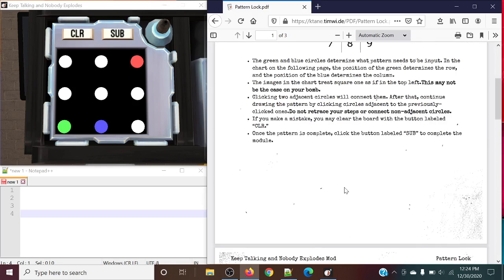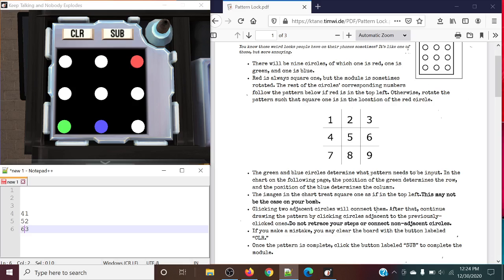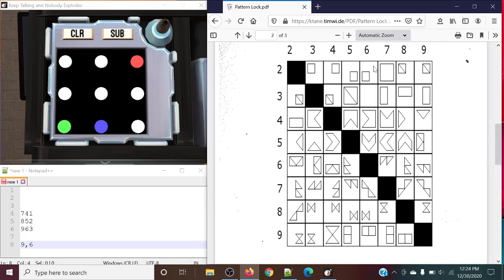So we're going to be rotating this one clockwise. So we have 1, 2, 3, 4, 5, 6, and then 7, 8, and then 9. And this is the way that we're going to be looking at things. So green is in the bottom left, which is 9. 9 is our row, and 6 is going to be our column. So 9, 6 is our position, and we're going to be taking a look here.